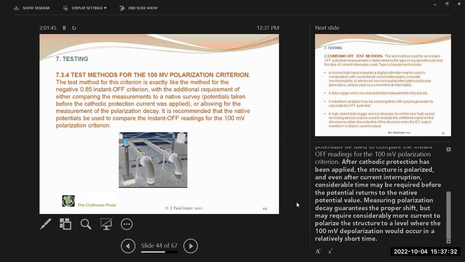After the cathodic protection has been applied, the structure is polarized, and even after current interruption, considerable time may be required before the potential returns to the native potential value. Measuring polarization decay guarantees the proper shift, but may require considerably more current to polarize the structure to a level where the 100 millivolt depolarization would occur in a relatively short time.